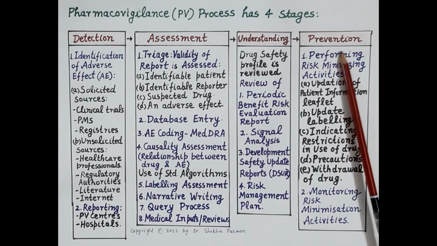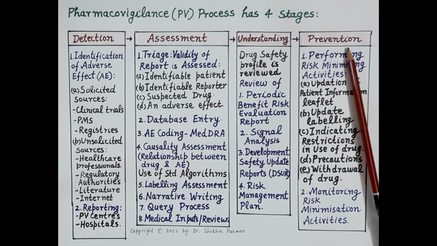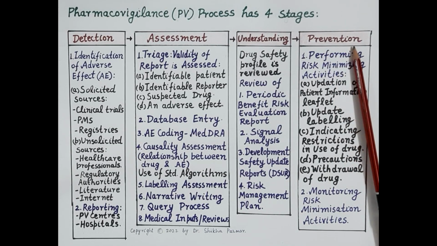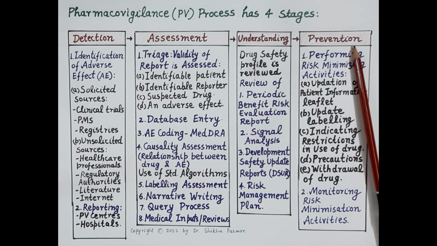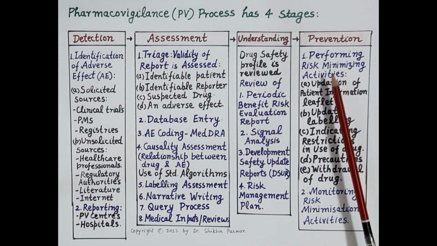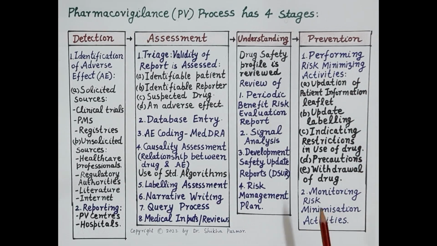Now, the last step in the process of pharmacovigilance incorporates activities required to prevent the adverse effect. So, the prevention of adverse effect. Now, a number of activities are planned to minimize adverse effects of a drug. So, the first step under prevention of adverse effects is performing risk minimizing activities. And the second step is to monitor risk minimization activities.